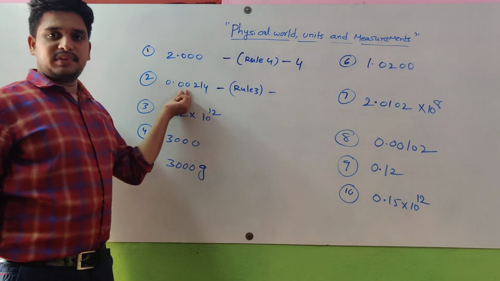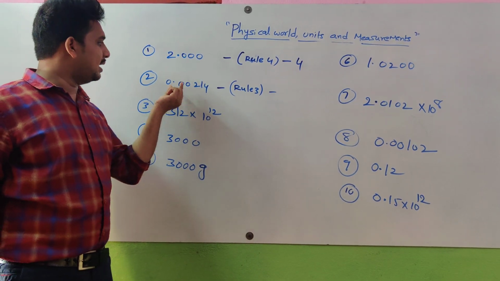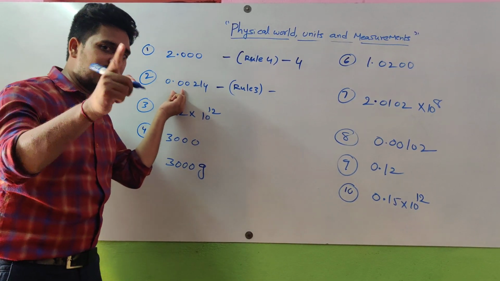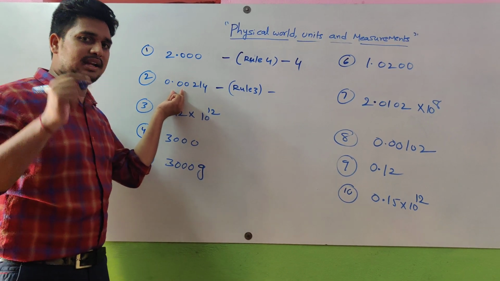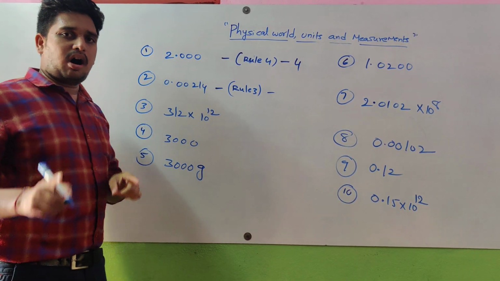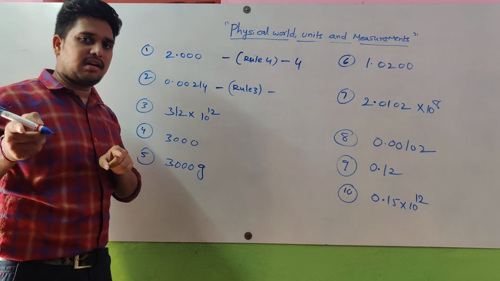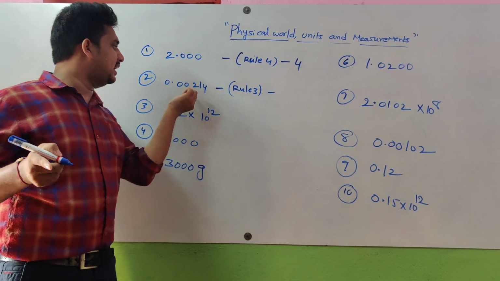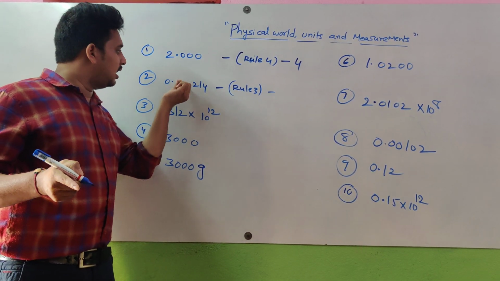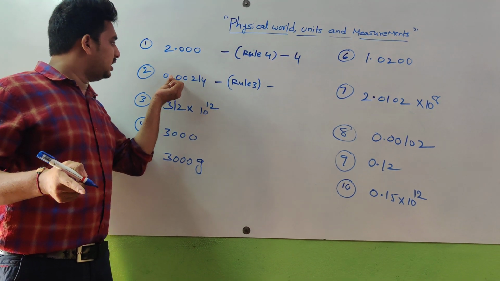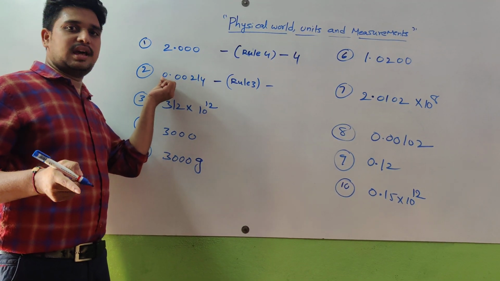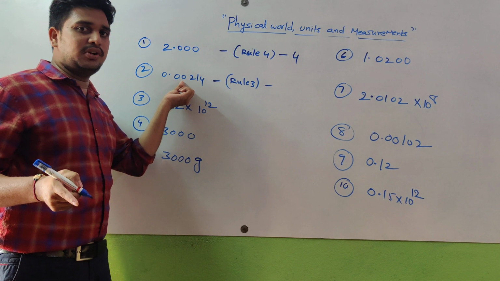The number which is less than 1. Is this number less than 1 or not? Less than 1. And is it a decimal or not? Decimal. All zeros on the right side and left side of a decimal. This is a decimal. On the left side of the decimal there is only one 0. On the right side of the decimal there are 2 zeros.